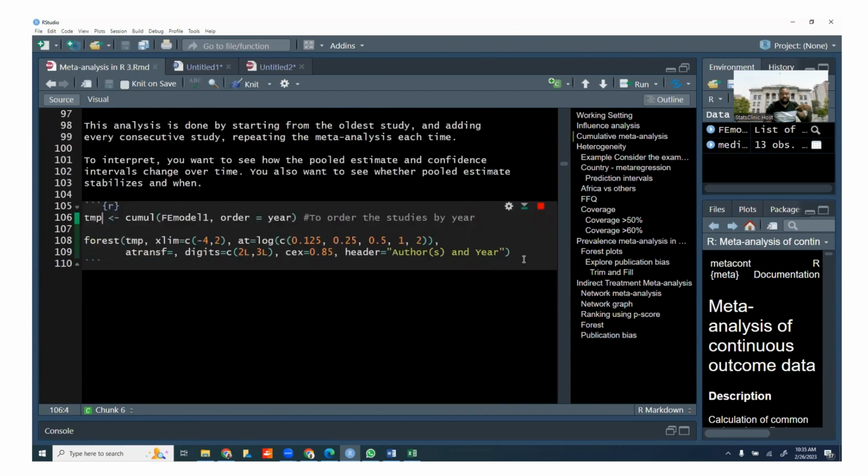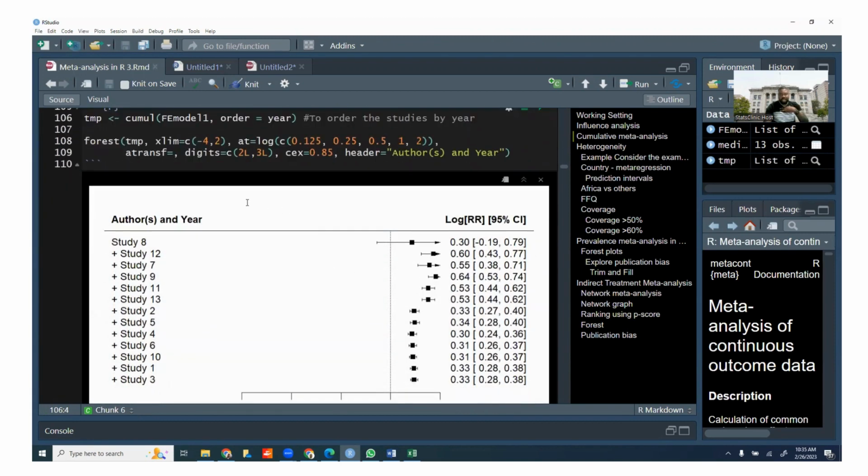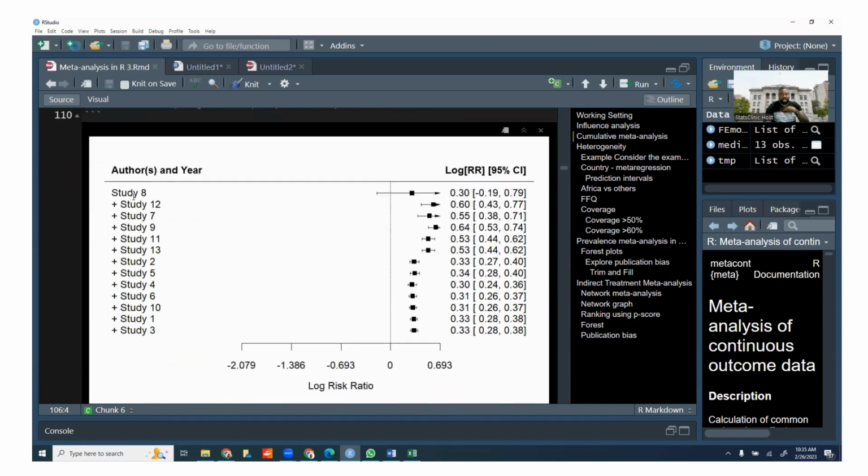So if you run that, you will see that in this case, initially we had study by year and study by numbering, but now we have the study by year, right? And so this tells you that this is a sorted data set. Study 8 was the earliest, study 3 was the latest. And you can see the way it's written. It's basically saying study 8 plus study 12.